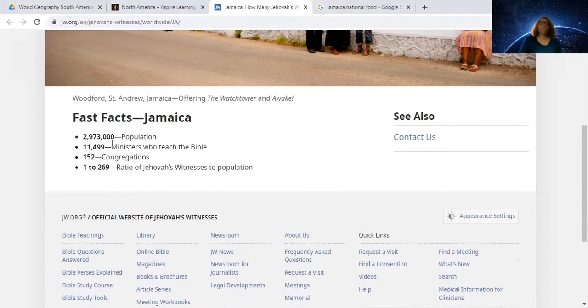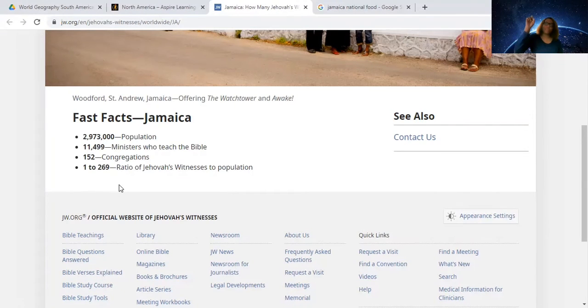We have the current population, right? So this is probably updated once a year with the general information. At least at the time that it was updated, there are 11,499 ministers who teach the Bible. That's publishers in that country, and 152 congregations. And then the ratio, I like to look at the ratio because it tells you a bit about the country.